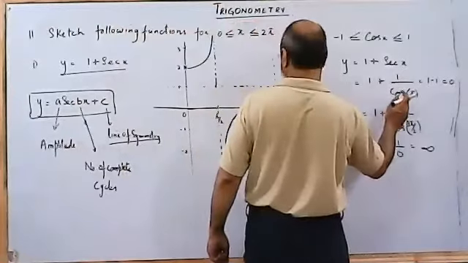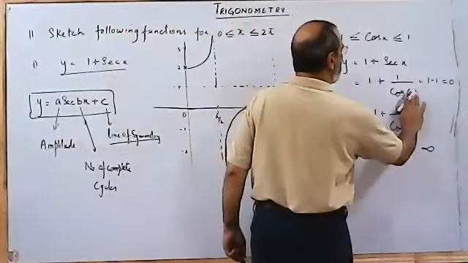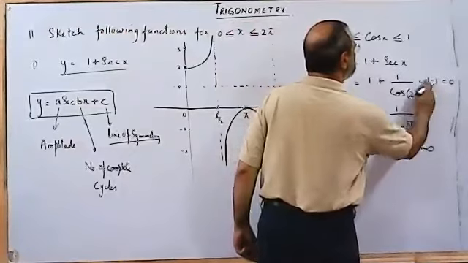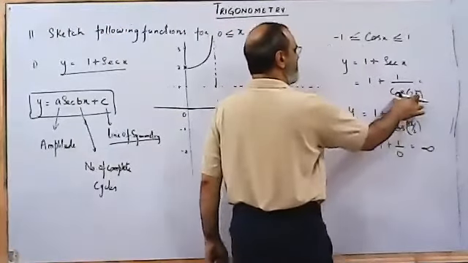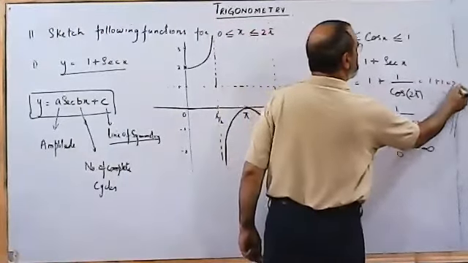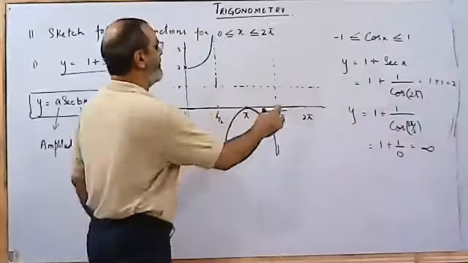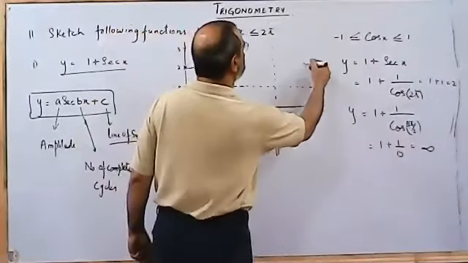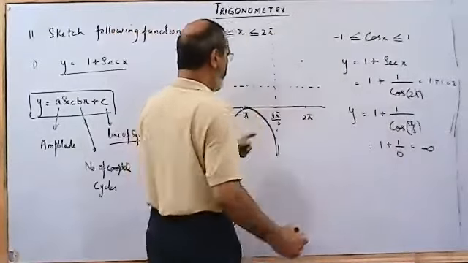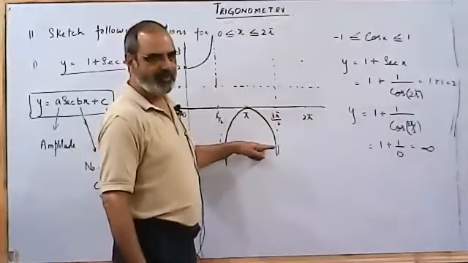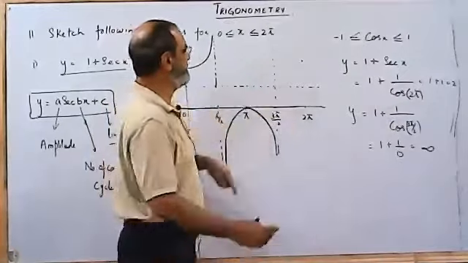Then I have to find 2 pi. So cos 2 pi is equal to 1, so it will be 1 plus 1, again 2. So at 2 pi you are here. But at 3 pi by 2, it was undefined. You are in the fourth quadrant.